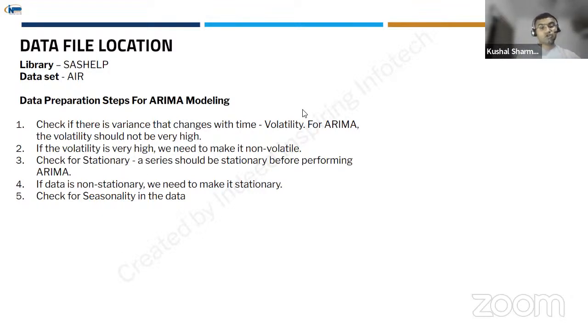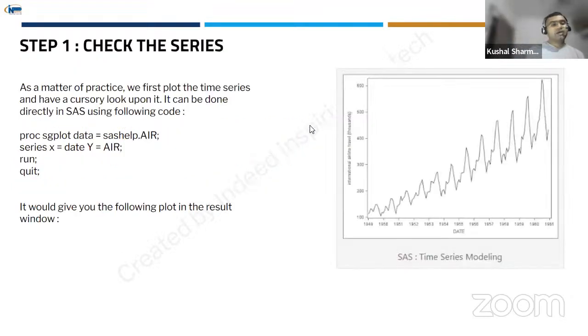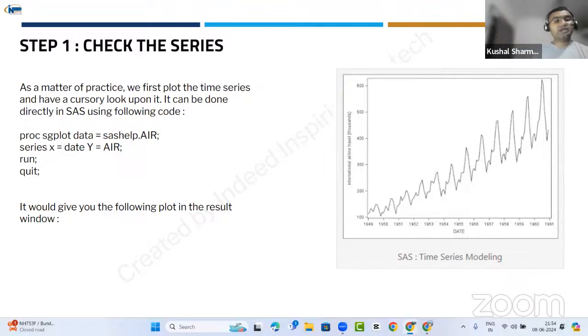Check for stationarity. A series should be stationary for performing ARIMA. If the data is non-stationary, we need to make it stationary. Check if seasonality is there or not as well. So all these things we need to check. Let us move ahead. You can keep on typing along with me if you can do that.